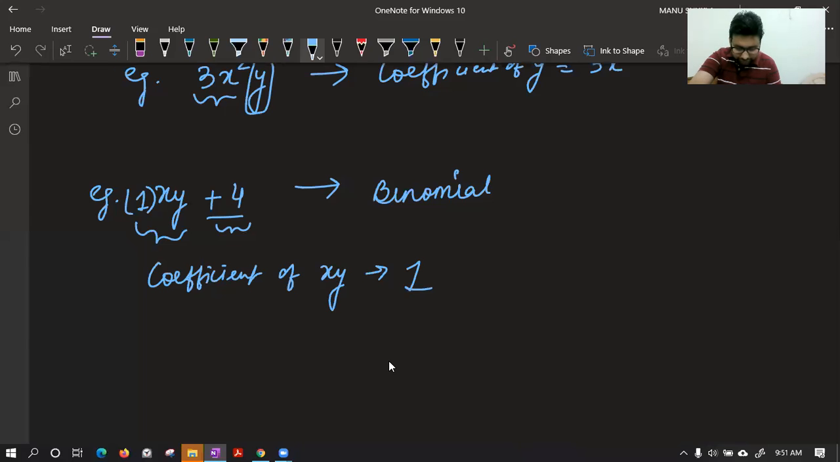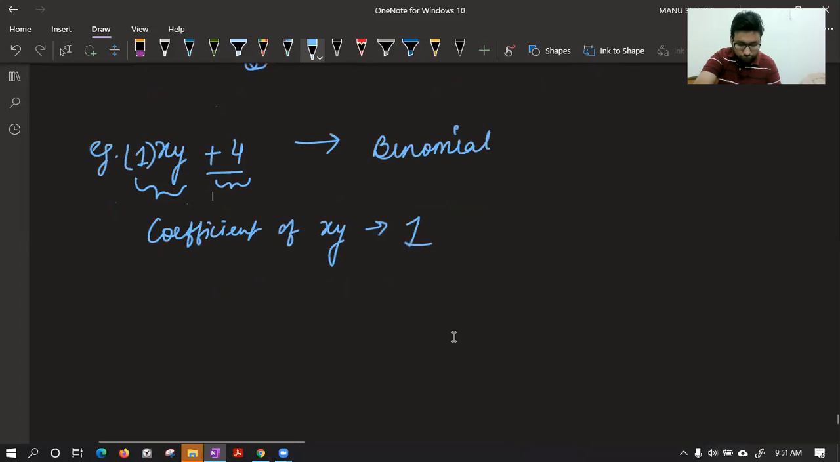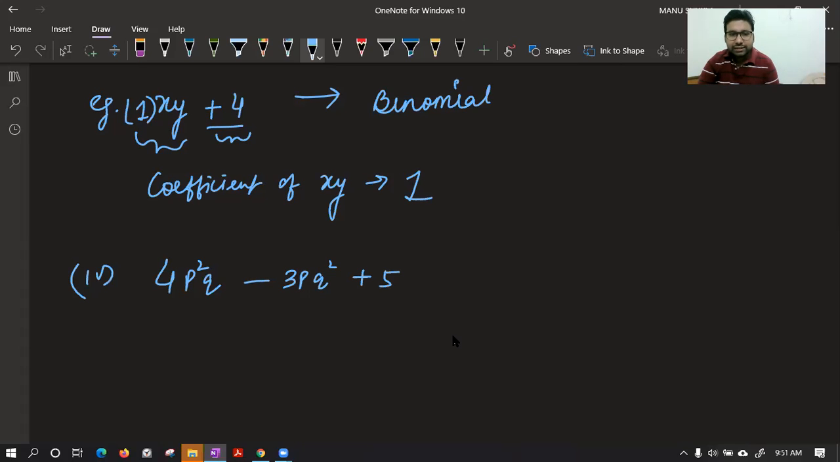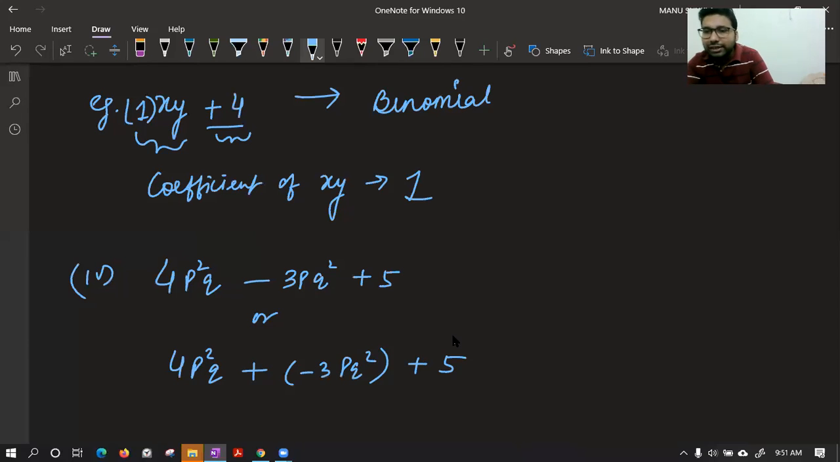Now, let us take another example. The fourth part I am taking. Suppose we have 4p square q minus 3pq square plus 5. I can write this as 4p square q plus minus 3pq square plus 5. Now tell me class, how many terms are there?